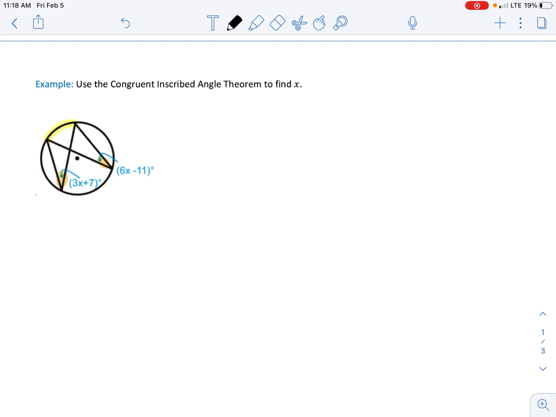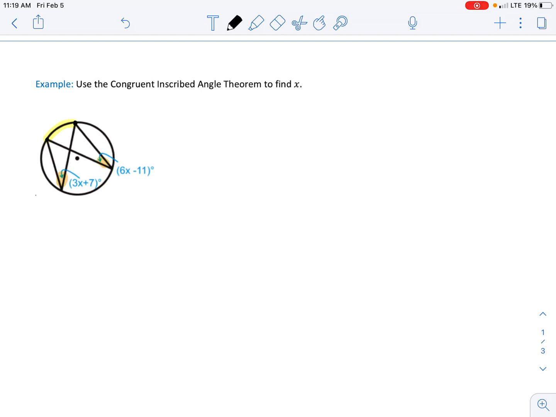Okay, and so what you can see here is that this angle to the right, its intercepted arc is what's highlighted in yellow, and then this angle to the left that's highlighted in orange, its intercepted arc is also the arc that's highlighted in yellow. And so what the congruent inscribed angle theorem says is that those two angles are congruent, meaning they're the same, right? Their measurements are going to be the same.